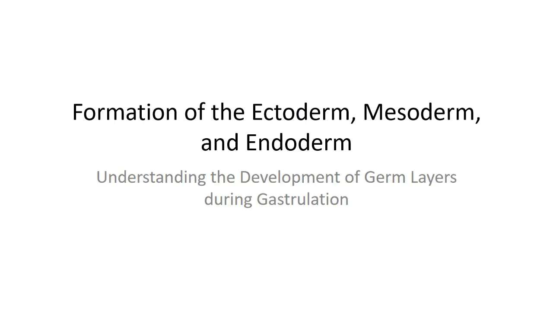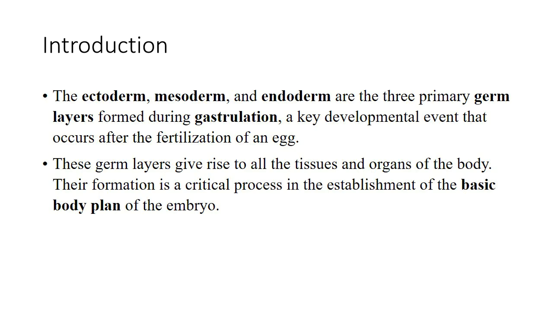Formation of the ectoderm, mesoderm, and endoderm. The ectoderm, mesoderm, and endoderm are the three primary germ layers formed during gastrulation, a key developmental event that occurs after the fertilization of an egg. These germ layers give rise to all the tissues and organs of the body. Their formation is a critical process in the establishment of the basic body plan of the embryo.